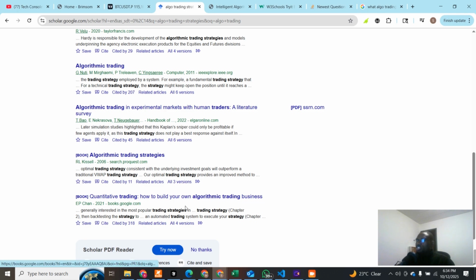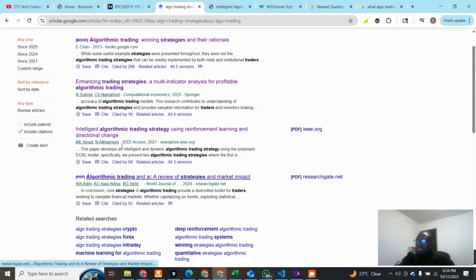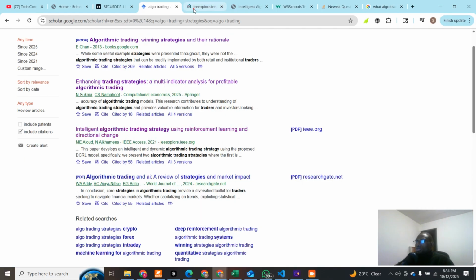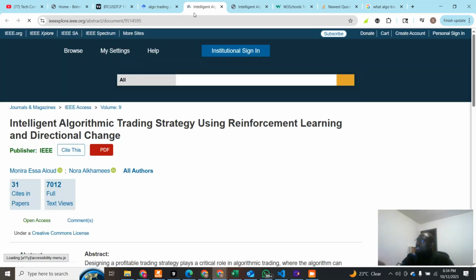As you can see, the algorithmic trading experiment, strategies. You can see quantitative trading. You can see it here. Intelligent algorithmic trading using reinforcement learning and directional change. You can see all this here. This was published in 2021. So what will you do? You can pick one example. Now maybe you're picking this one. You can pick one, open it up, and read through to understand the strategy or the idea behind it.